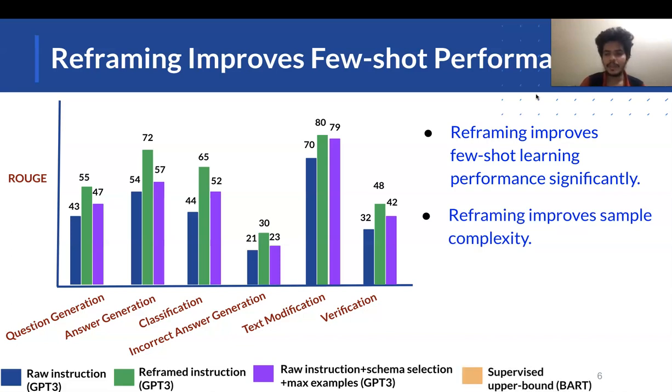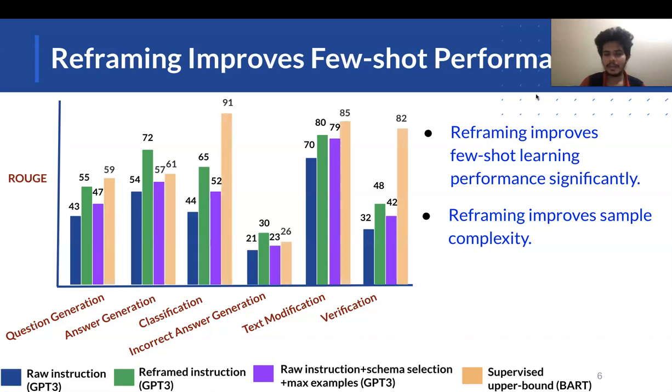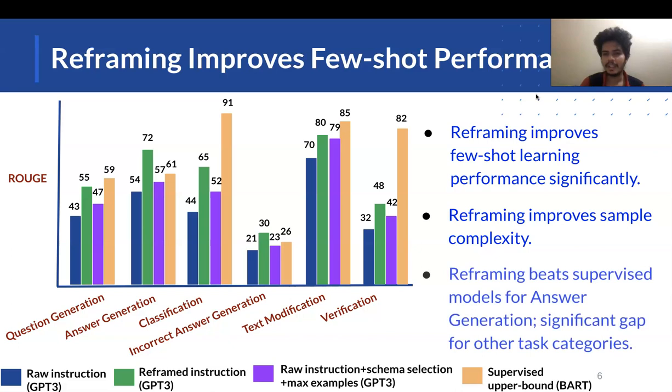We also have supervised baselines with BART, where you can see that reframing outperforms the supervised baseline in case of the answer generation task. However, there is a significant gap across other task categories.